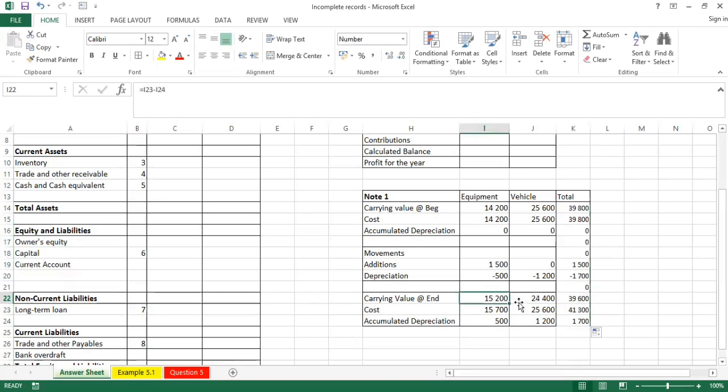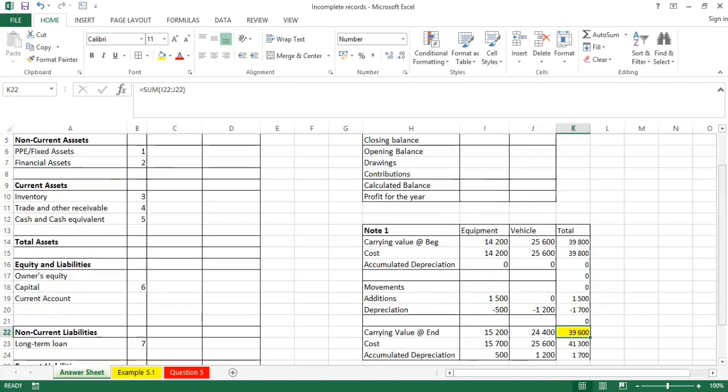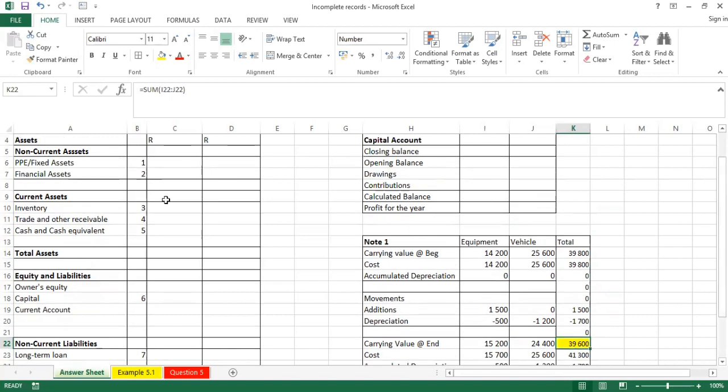So we said this plus this to get this amount. So this amount, that's the amount we need. That's the amount we're going to use, the 39,600. That's the amount we're going to use for our PPE, which is this here. So I'm going to take that amount directly and then just put it right there. Then we'll say 39,600. And then we are done with our note number 1.